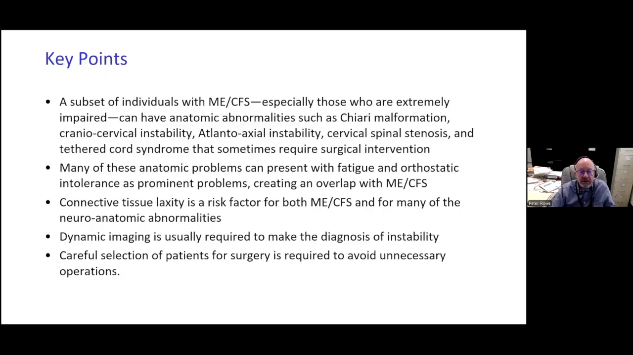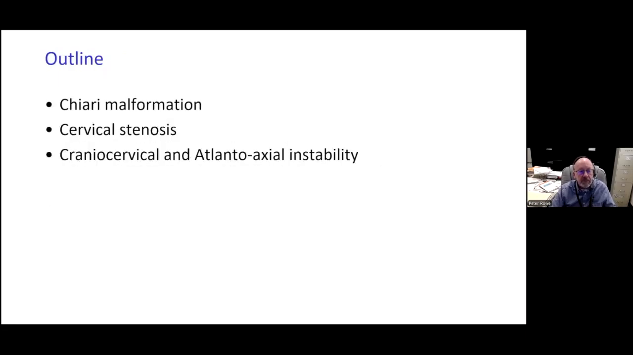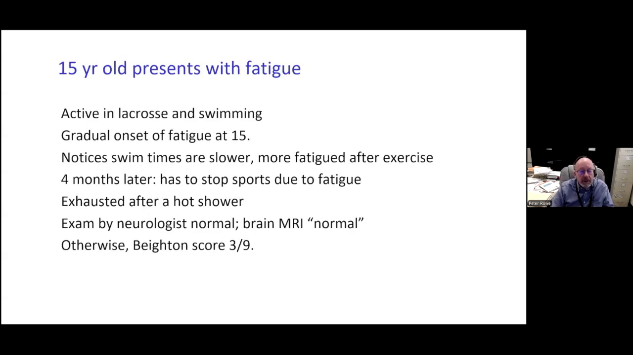So let's dig into each of those points. I want to talk first about Chiari malformation, then move on to a discussion of how patients with cervical stenosis can present, and then lastly cranio-cervical and atlanto-axial instability. We won't have a lot of time to talk about tethered cord in today's session, but that can accompany all of these problems. So let's start with a 15-year-old that I saw a number of years ago.